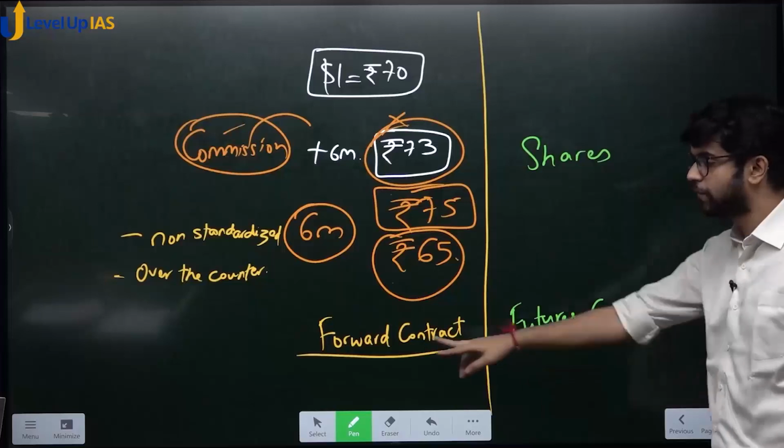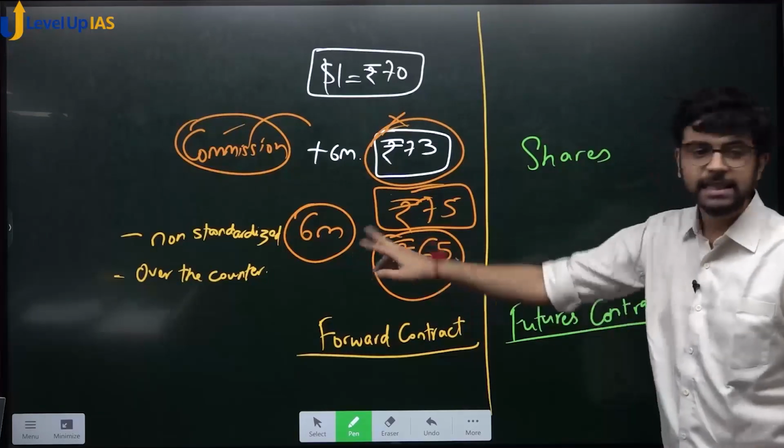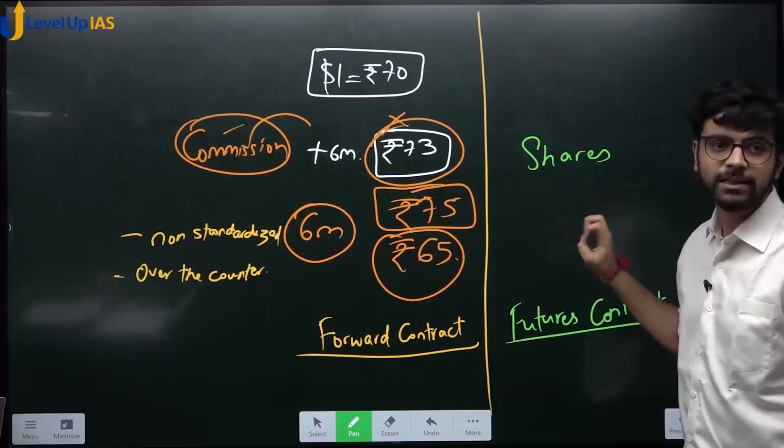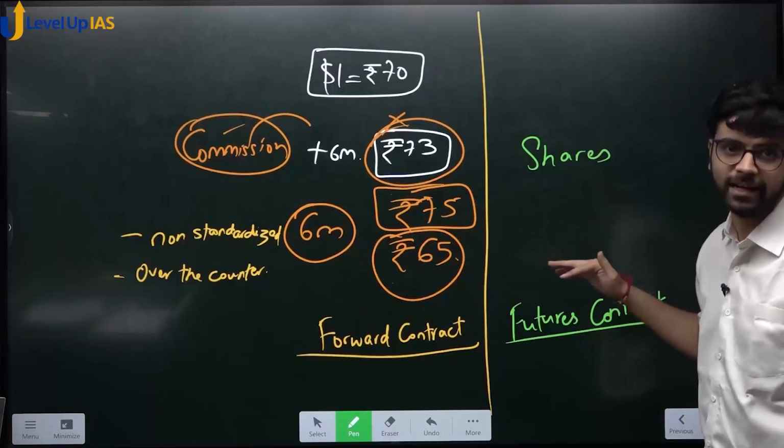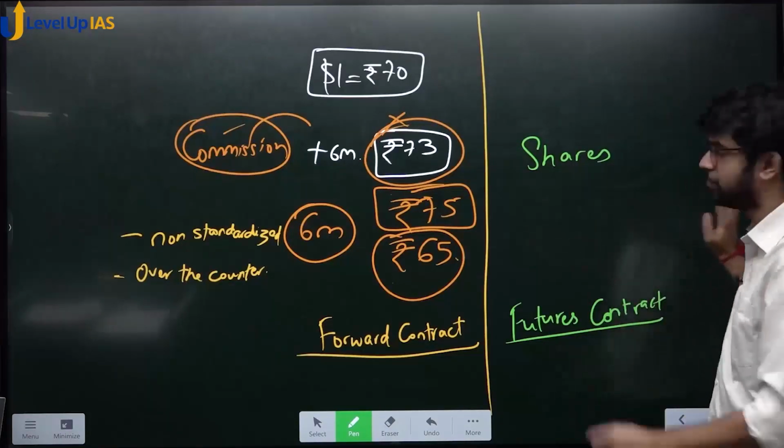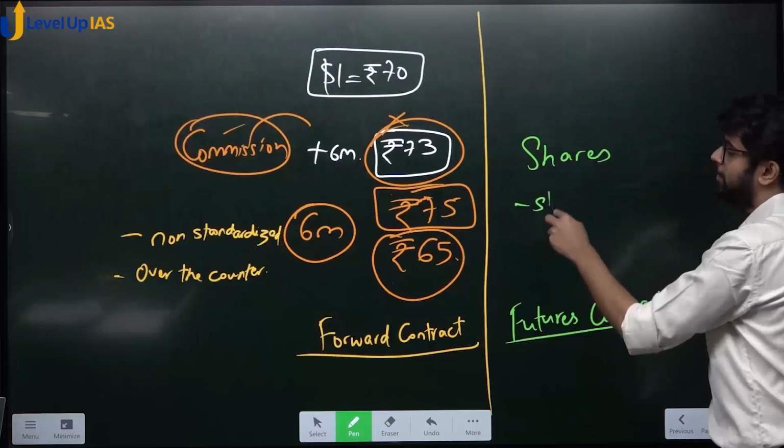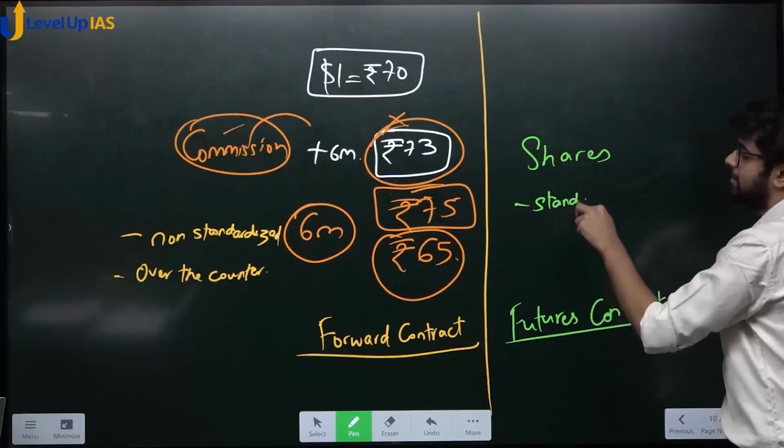Futures contract, forward and futures. Is it standardized or non-standardized? When it comes to shares, it is always standardized. You want to take it, take it, otherwise leave it. Your background doesn't matter.